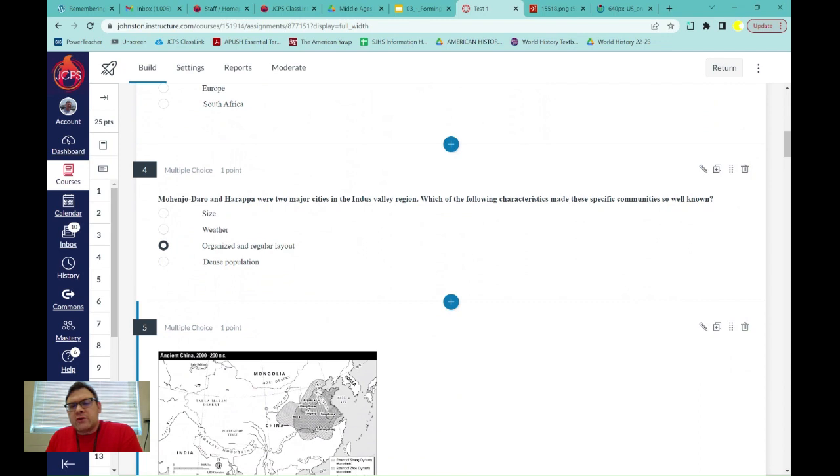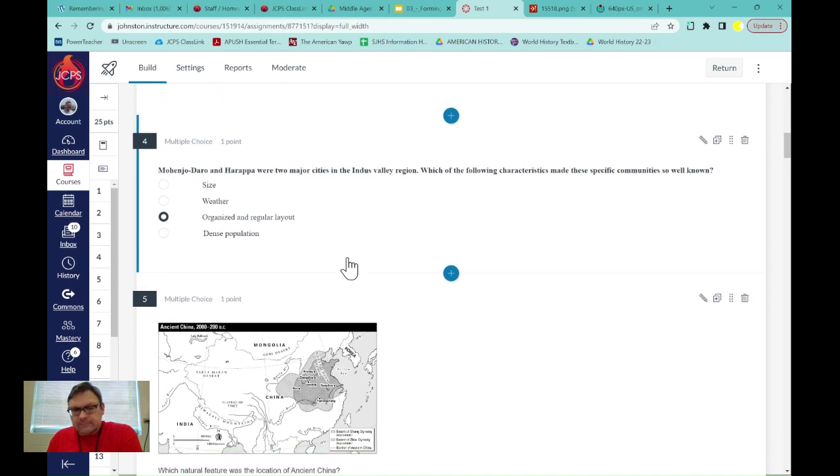Mohenjo-daro and Harappa were two major cities in the Indus Valley region. Which of the following characteristics made these specific communities so well known? They were organized and had a regular layout.